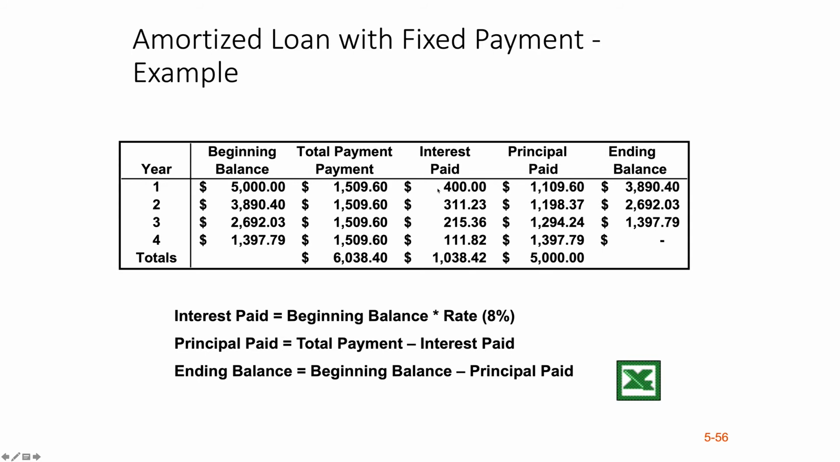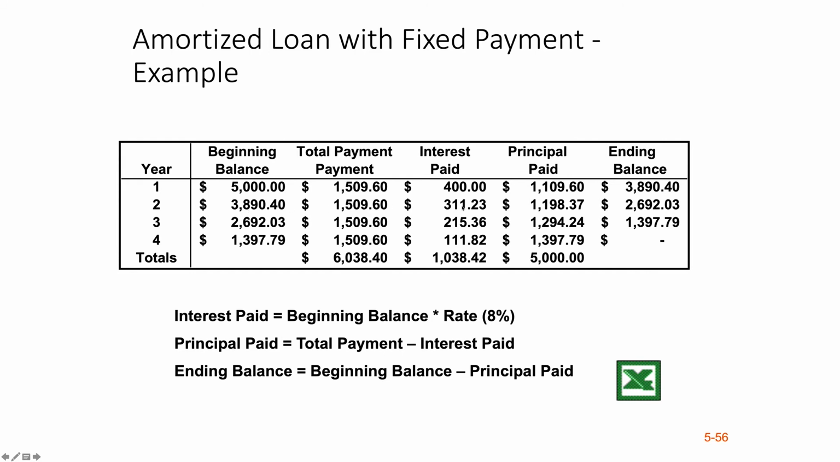Now, what's the ending balance? Beginning balance minus principal paid, you get an ending balance. 3890.4 is the ending balance of year 1, which also becomes the beginning balance of year 2. Using this times 8%, since the balance reduced, your interest payment also reduced. But your monthly payment does not change.